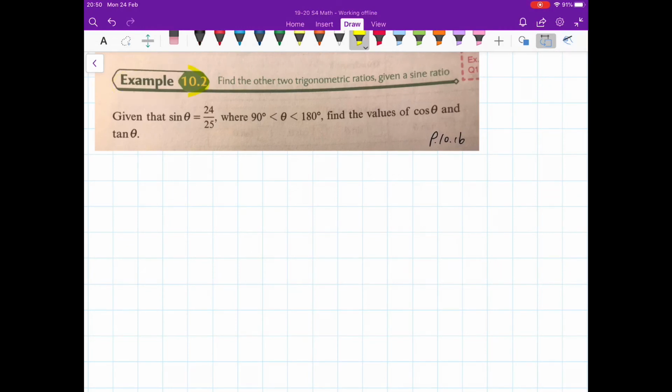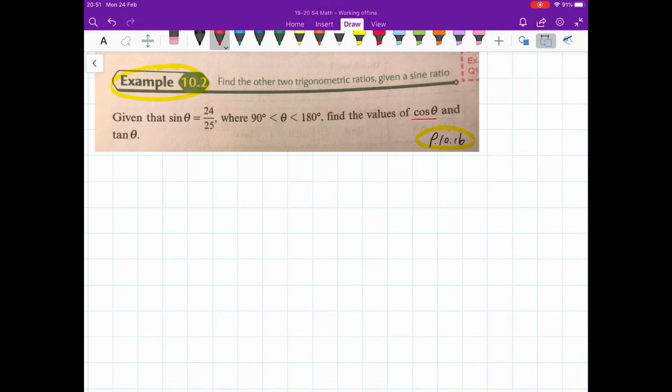So now I will talk about example 10.2 in your textbook, page 10.16. In this question, it is given that sine theta is 24 over 25, where theta is between 90 degrees to 180 degrees. And the question asks you to find the values of cosine theta and tangent theta. So there are two important pieces of information given in the question. Please use a red pen to mark them down.